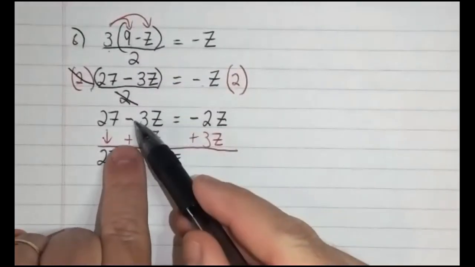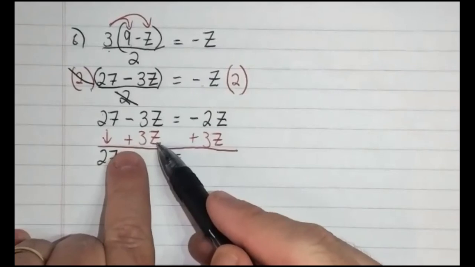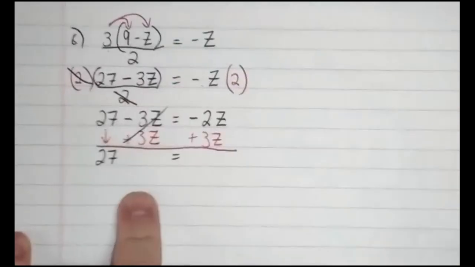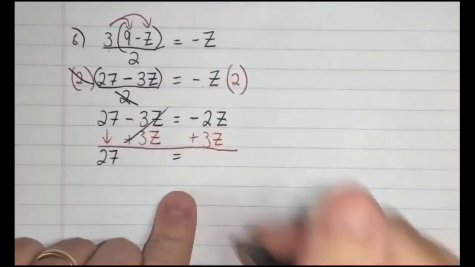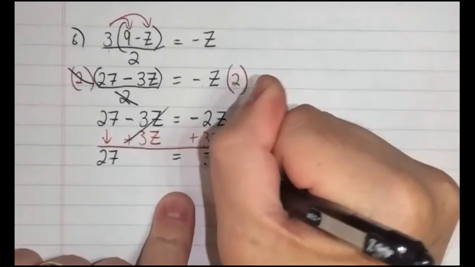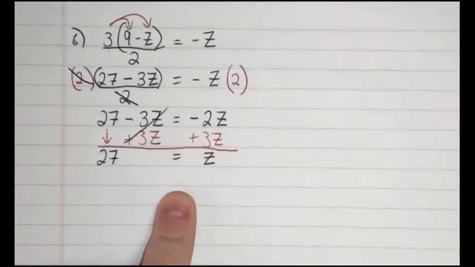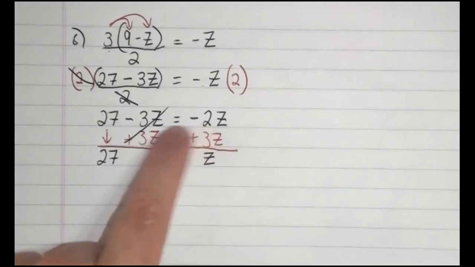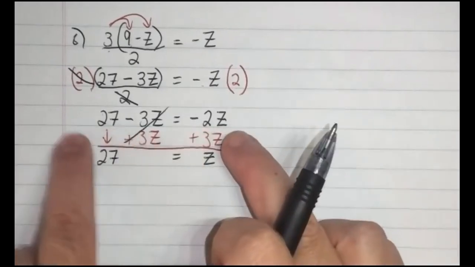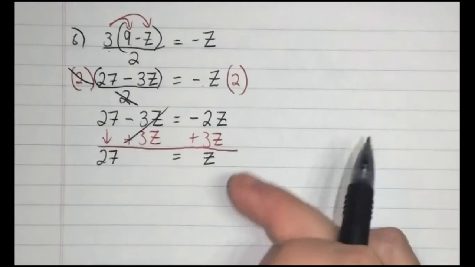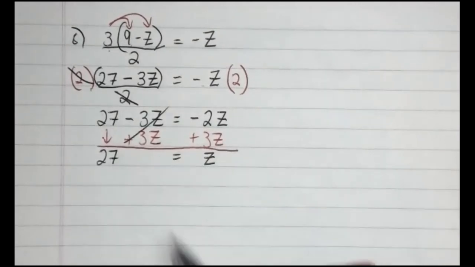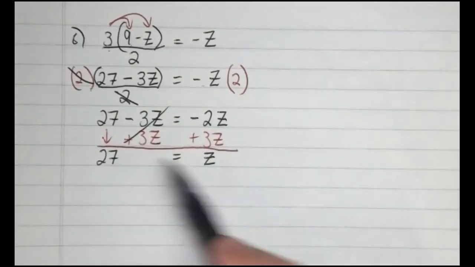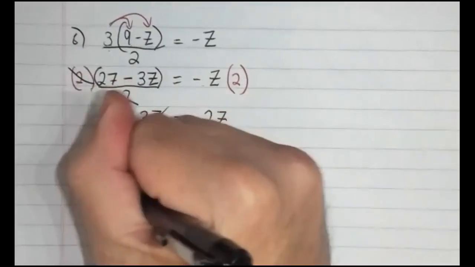Okay, so I have minus 3z. The opposite is plus 3z. Cancels these out. Minus 2 plus 3 would actually give me a 1z, positive 1z, or just z. So I'm done. That was a lot easier than if I move this over, had a 0 here, then I'd have to move 27 over, divide by negative 1. So I'm done once I get to this point.